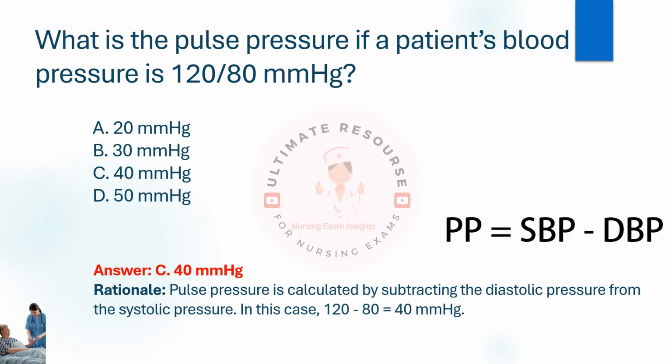The pulse pressure is calculated by subtracting the diastolic pressure from the systolic blood pressure. In this case, it will be 120 minus 80, that is 40 millimeters of mercury.